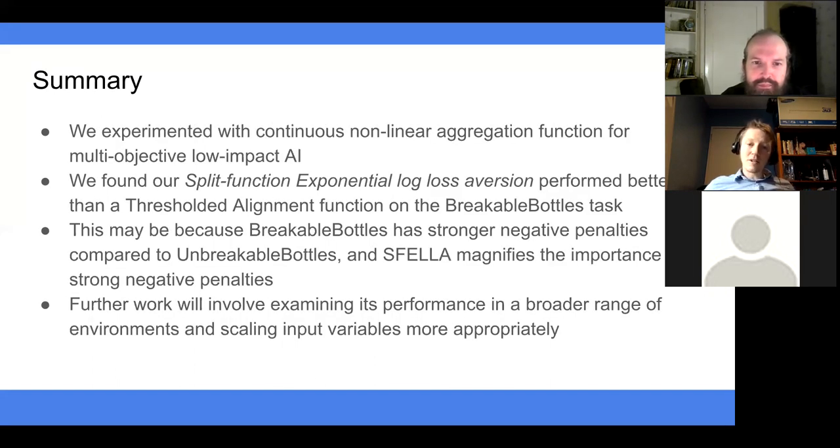So in summary, we experimented with a continuous nonlinear aggregation function for multi-objective low impact AI. And we found that our split function exponential log loss aversion performed better than a thresholded alignment function on that breakable bottles task. It might have been because breakable bottles has stronger negative penalties compared to unbreakable bottles, and that split function magnifies the importance of those strong negative penalties. Our further work will look at performance in a broader range of environments and how we can get the scaling working better for the particular functions that we've got.